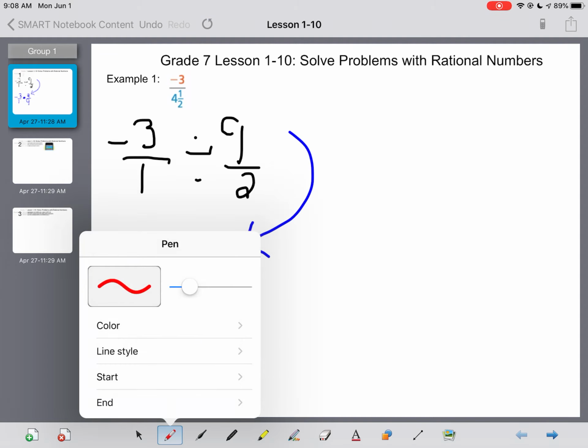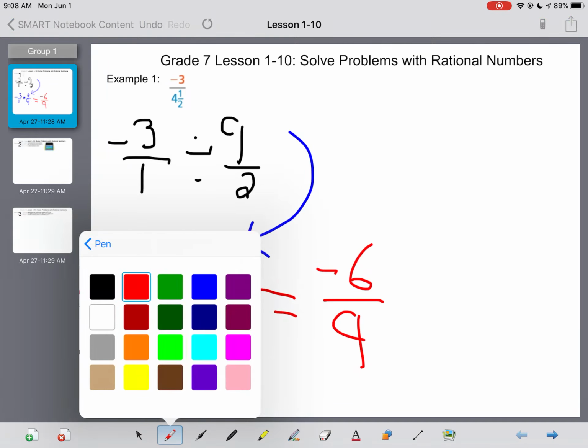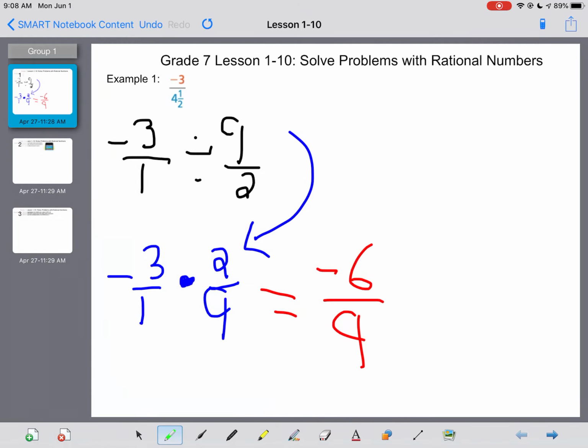Okay, let's get our answer now. It's negative 3 times 2, that is negative 6. 9 times 1, or 1 times 9, that is negative 6 over 9. And let's simplify to the furthest possible ability. So divide them both by 3, the numerator and denominator. So negative 6 over 9 is equivalent to negative 2/3.